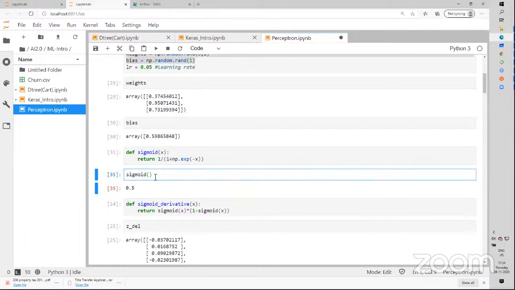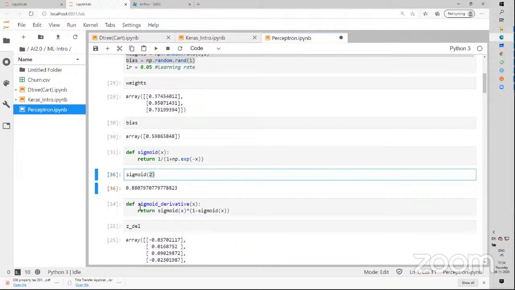What is sigmoid of 2? It should be some positive value, right? So it takes any input and gives you an output between 0 and 1. And that's why the output of a sigmoid function is always treated as a probability.